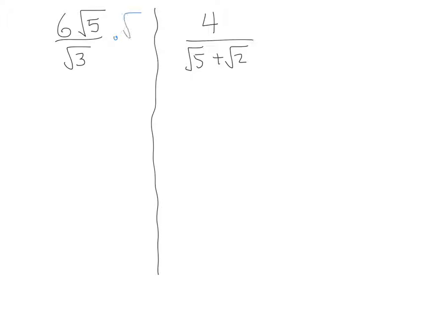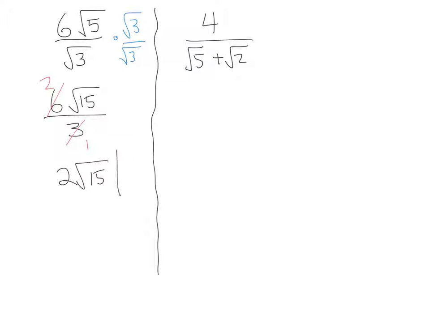bottom by root 3. If we do that, we will of course eliminate the roots on the bottom, because what we're going to get on the top is 6 root 15 over root 3 times root 3, which of course is just 3. Now, of course, you should always look to see if you can simplify it further, which in this case we can. So what we're going to get is 2 root 15 when we simplify this sort of messy looking original fraction.